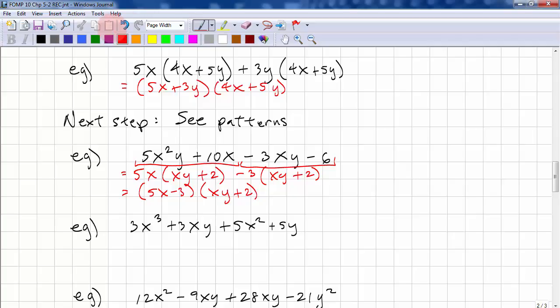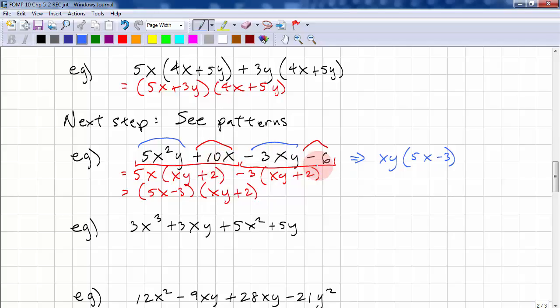Now, what happens if you did something like this? Look at this one and this one and this one and this one as your pattern. Well, no problem. We should end up with the same thing. So what's common between this and this? We see an x and a y. The x and the y are common between these two. So xy, and then we're left with 5x and a negative 3. So we're pulling an xy out of these two.